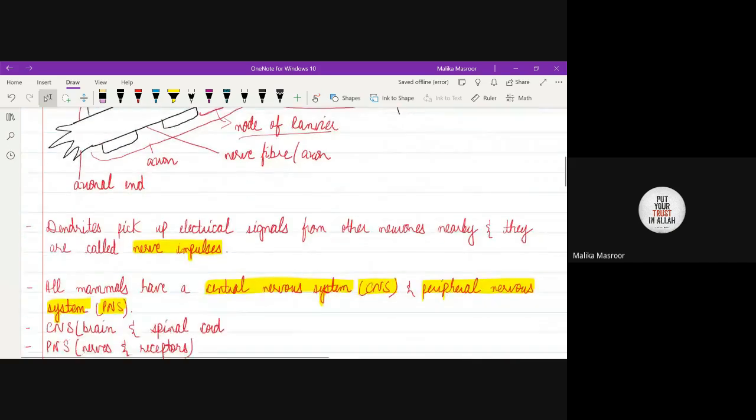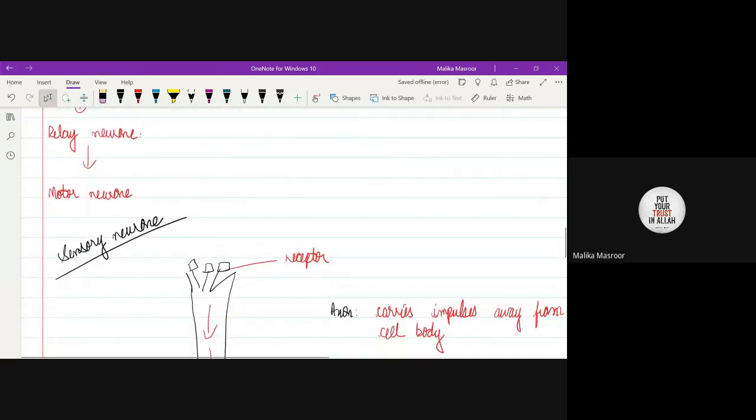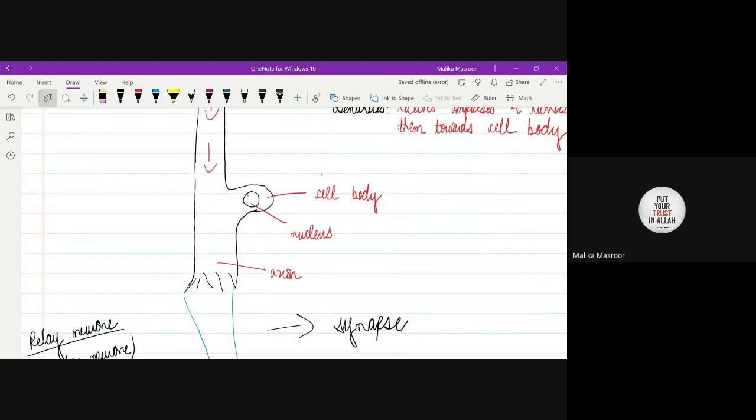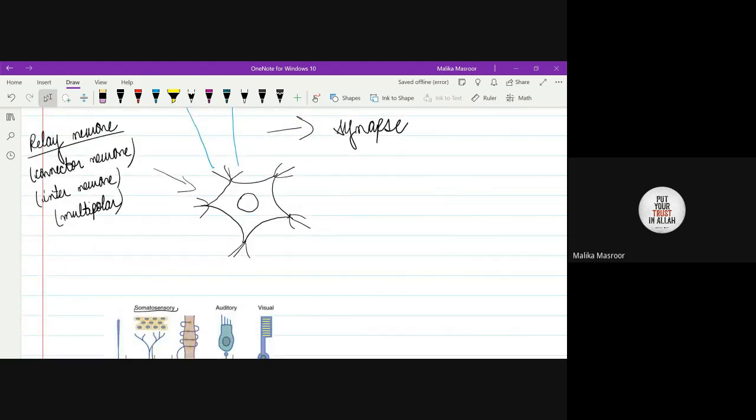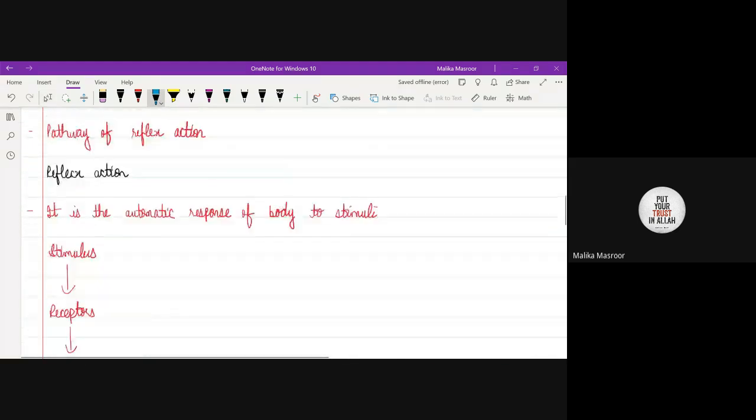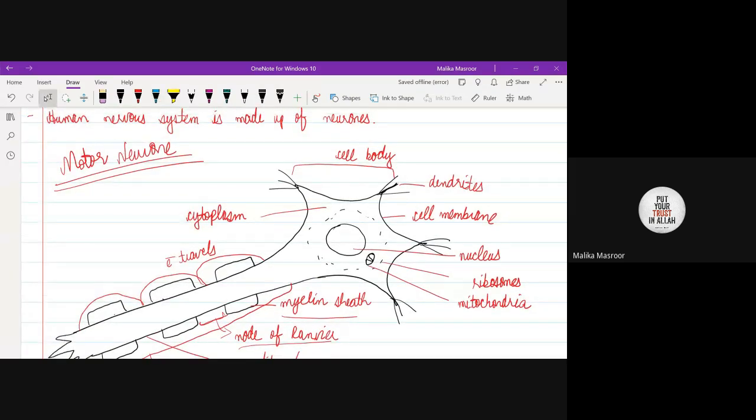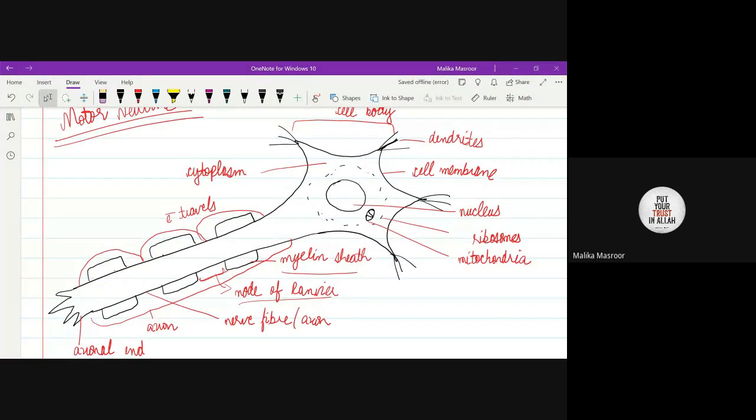I'm repeating one more time. You have receptors that will receive stimulus. They will bind to the dendrites of your sensory neuron. They will carry the impulses towards the cell body, and then the axons of your sensory neuron will bind to the dendrites of your relay neuron. Then the dendrites of relay neuron will bind to dendrites of your motor neuron. No axons in relay neuron. They will take the impulses towards the cell body, and then away from the cell body, axons will carry the impulses, and the axon of your motor neuron will bind to an effector, that is your muscle or glands.